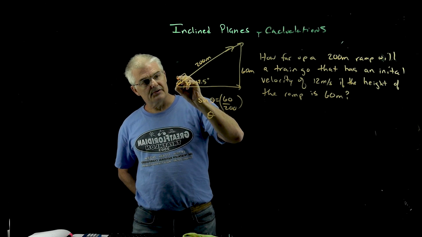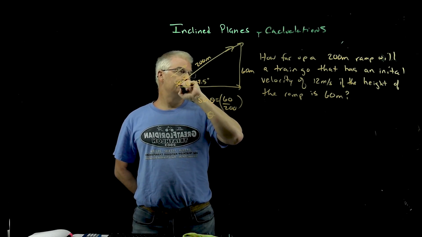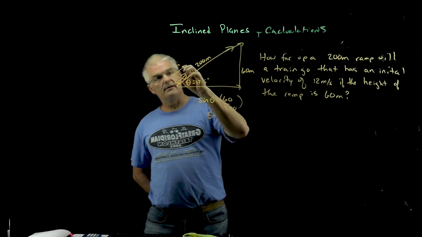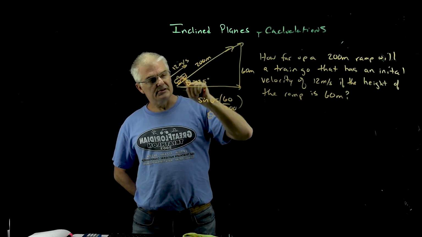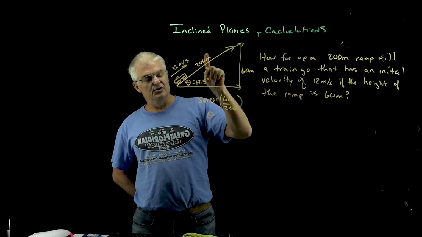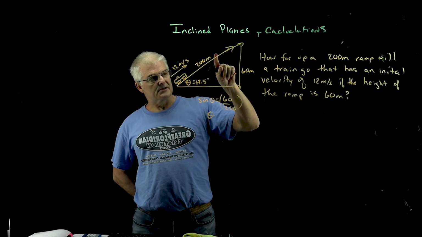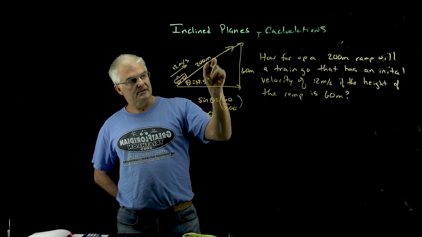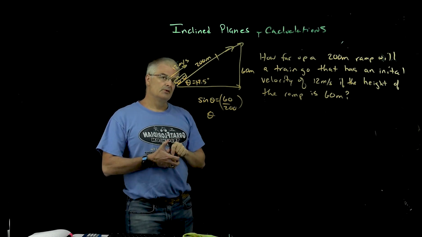So we've got a car down here, if you will. By the way, we're assuming there's no friction. And he's got an initial speed of 12 meters per second. He's going to go up. So it's like he's pushed. He doesn't have an engine or anything pushing him up. He's going to go up, and he's going to slow down, and then he's going to reach some height. How far up the ramp will he travel?